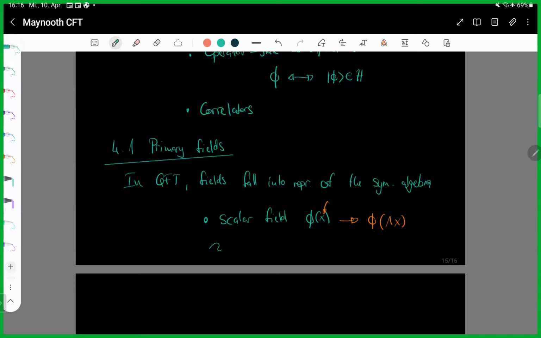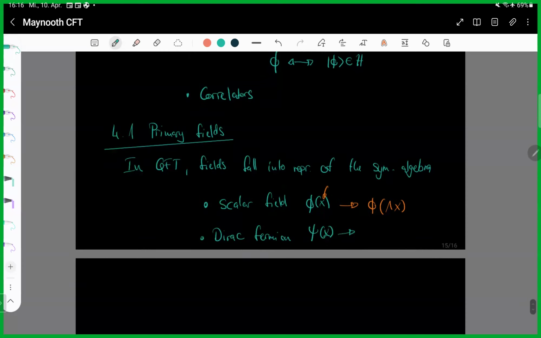But another example is a Dirac fermion, let's call this psi of x. This thing is a bit more complicated. So now what you need to know is that this thing transforms, it picks up a representation, so there's going to be a matrix. What do we call this matrix?